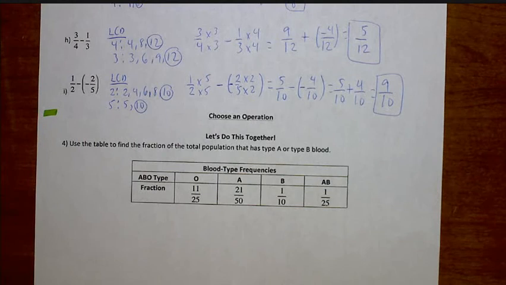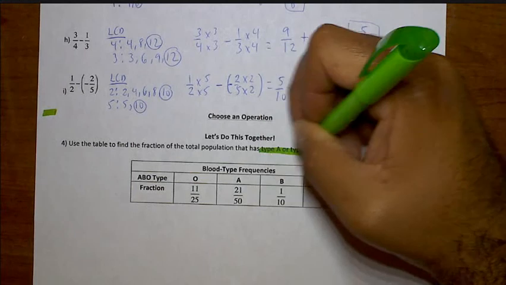Now the question is, how do I know whether to add or to subtract? Well, there's a key word in here that tells us we need to add. It asks us to find the total. Total means addition. So 21 over 50 plus 1 over 10. Oh, I notice I have different denominators, which means I have to find my LCD.